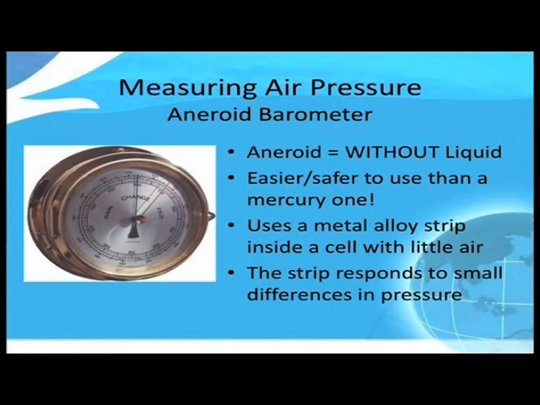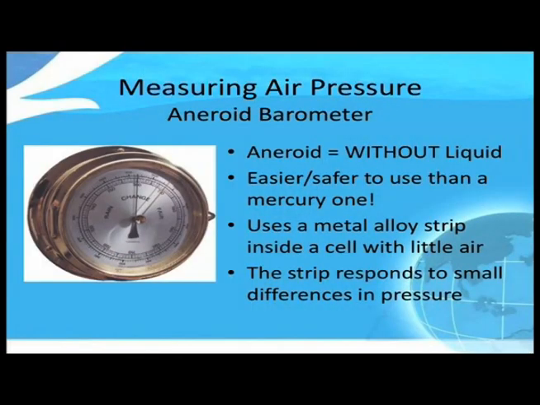Another type of barometer we can use is an aneroid barometer. Well, what does the word aneroid mean? Aneroid means without liquid. And this is an important type of barometer because it's really in common use today. It's easier to use, and it's much safer than a mercury one. The mercury ones are very fragile, and mercury itself can be a dangerous chemical if you come into contact with it. So they designed and developed some years ago this aneroid type of barometer.